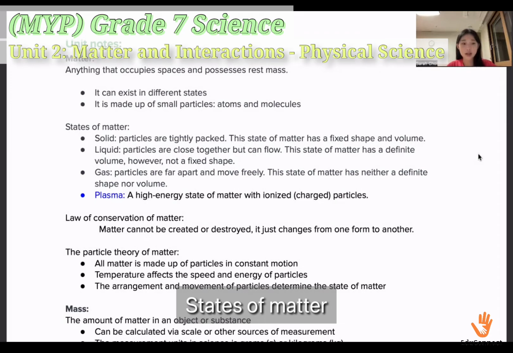Finally, gas. Particles are far apart and move freely. The state of matter has neither a definite shape nor volume. And this anomaly state is called plasma, which is a high energy state of matter with ionized or charged particles.